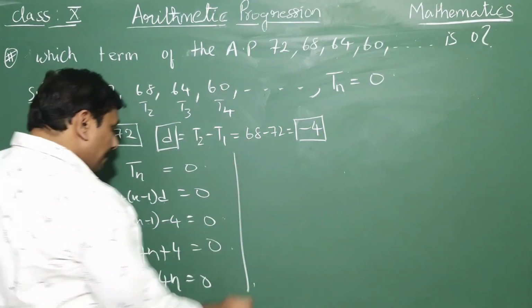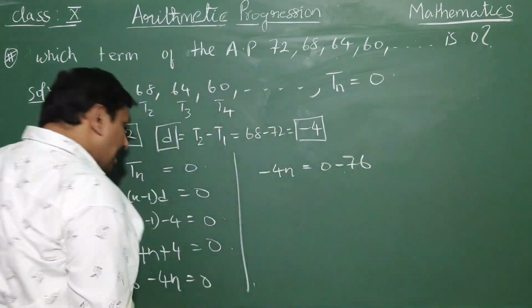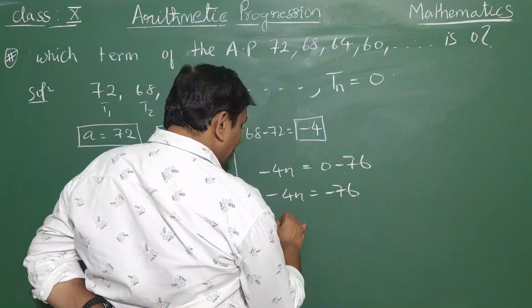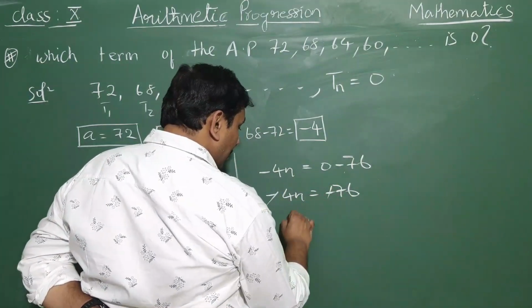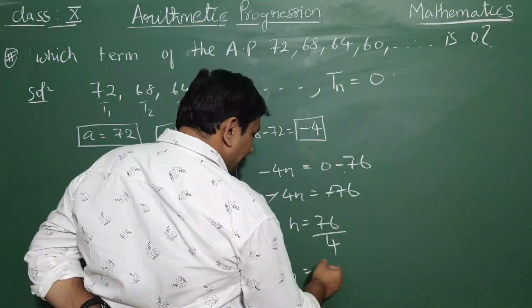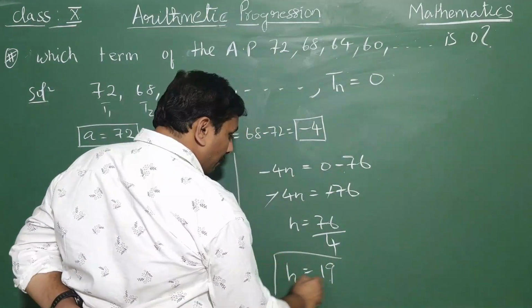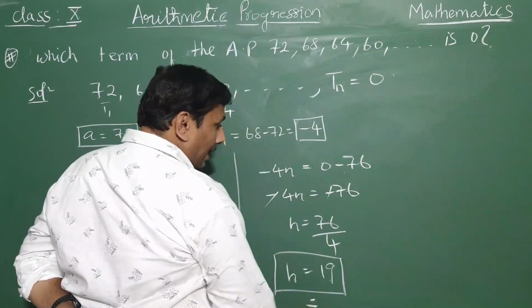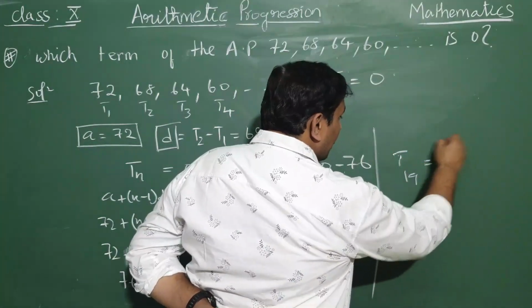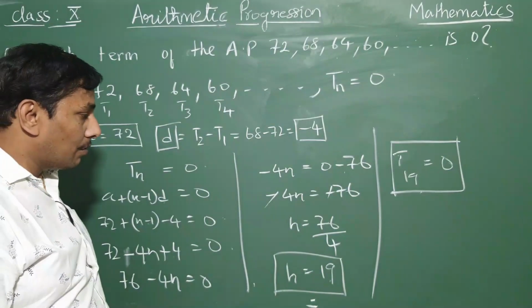So minus 4n is equal to 0 minus 76, and we get minus 4n is equal to minus 76. Minus cancels on both sides. So n is equal to 76 by 4, and this we get as 4 ones, 4 nines, so n is equal to 19. That means the 19th term is 0. Okay.